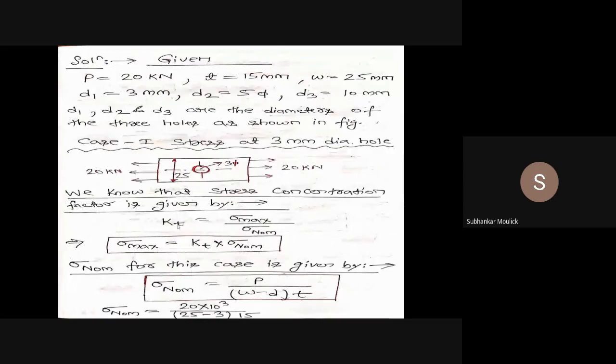Yes or no? Yes, sir. So if you calculate this value of nominal stress, it comes out to be 60.606 Newton per mm square. Now I have to multiply this nominal stress value with the stress concentration factor Kt value. That means for this particular problem, from the design data book, I have to find out the value of Kt. So let us find out.